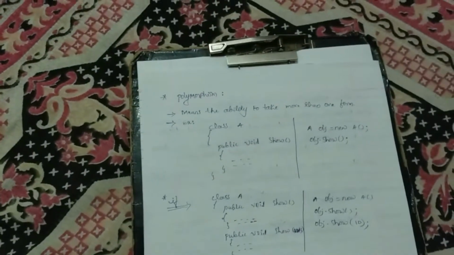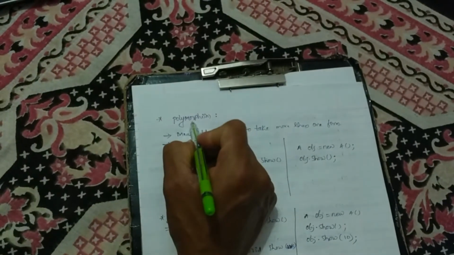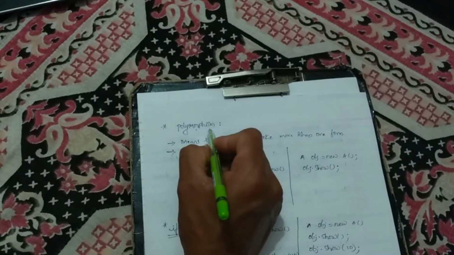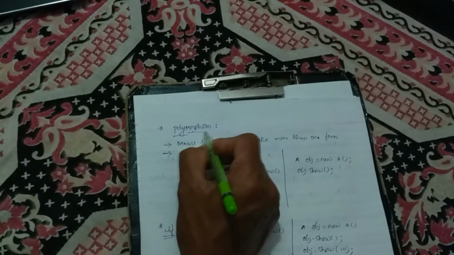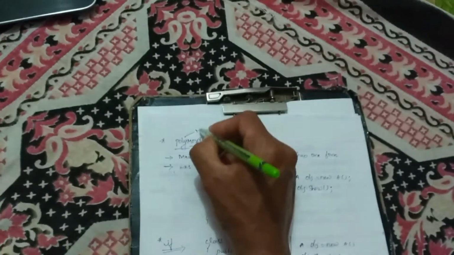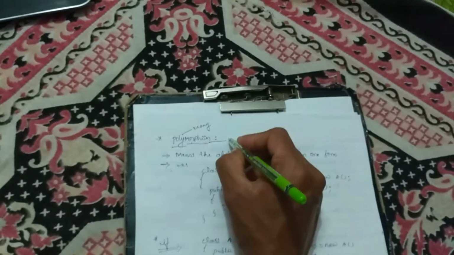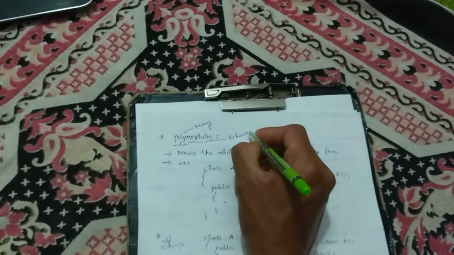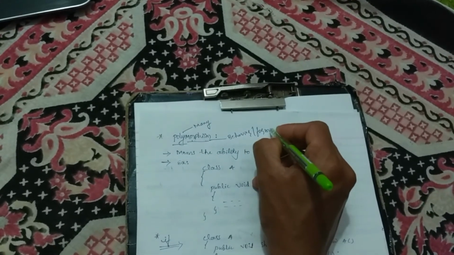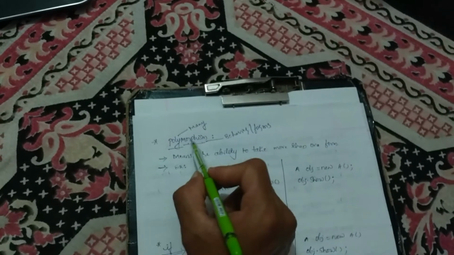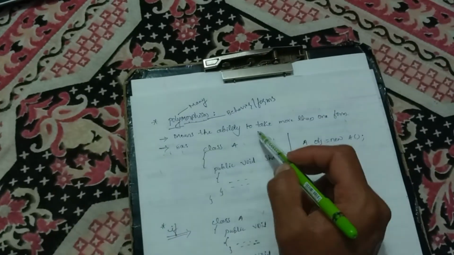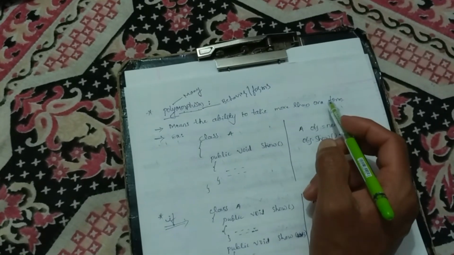Okay, let me move to the next topic, that is polymorphism. Polymorphism is one more important concept of object oriented programming. There are two terms within it: poly is one word, morphism is one word. Poly means many, morphism means behavior or forms. That is, many forms, many behaviors. Polymorphism means the ability to take more than one form.